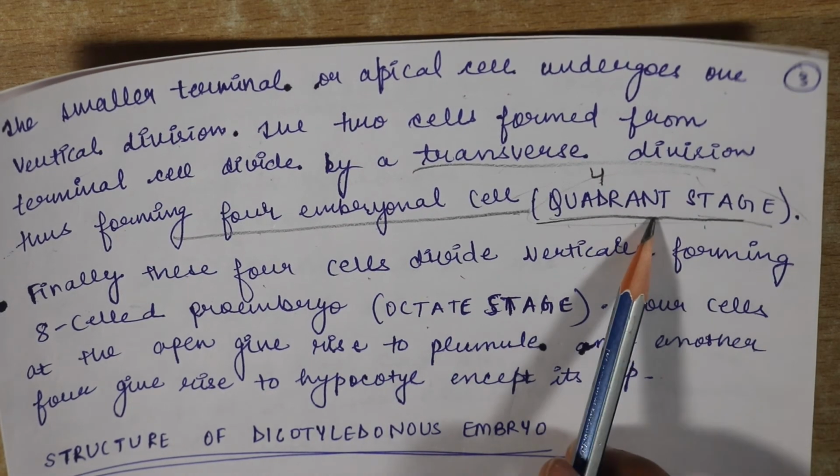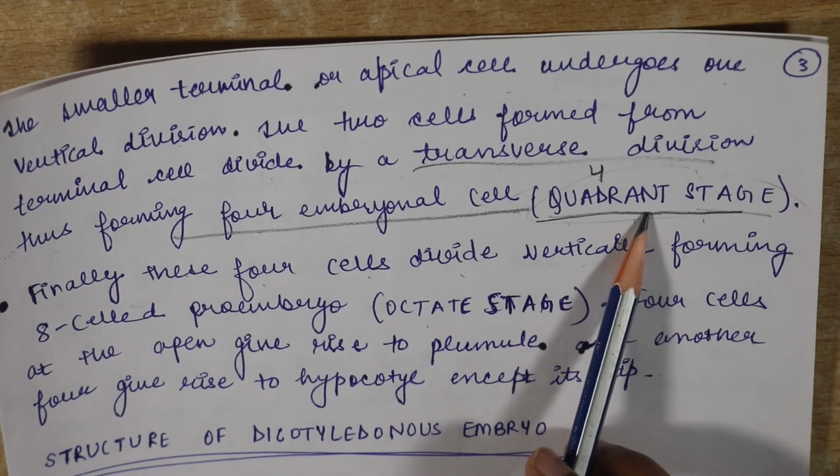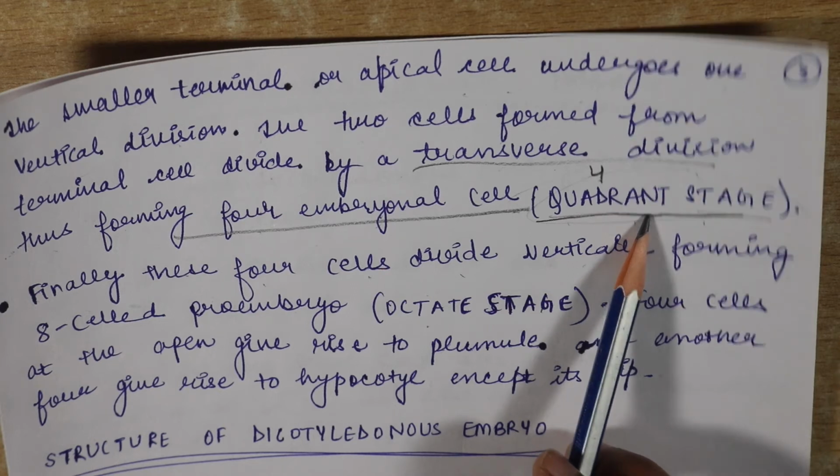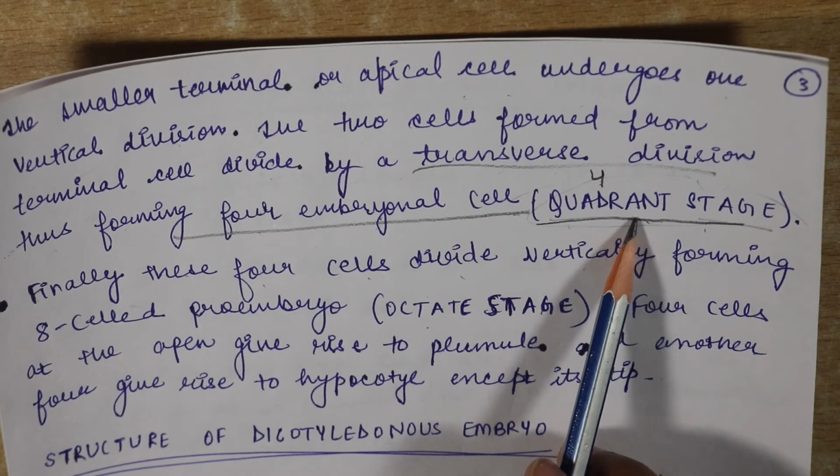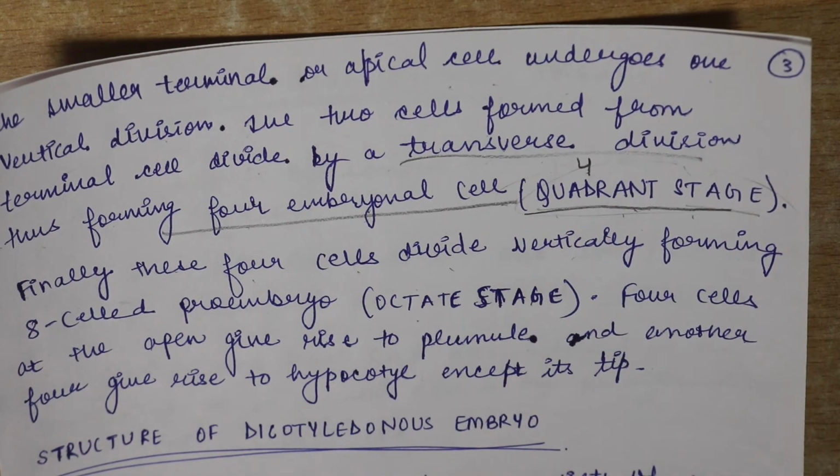And what do you mean by quadrant stage? When the 4 embryonal cells are formed by the transverse division of the 2 cells, that is known as the quadrant stage.